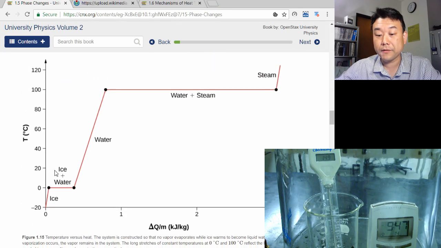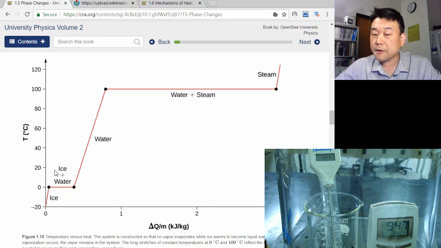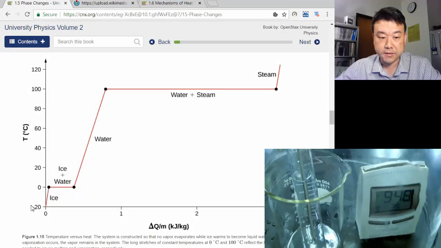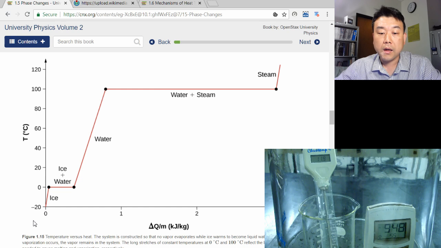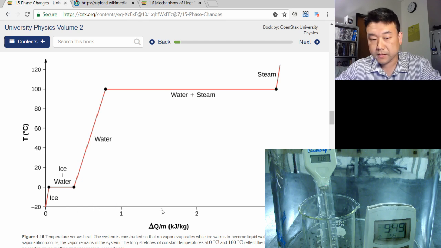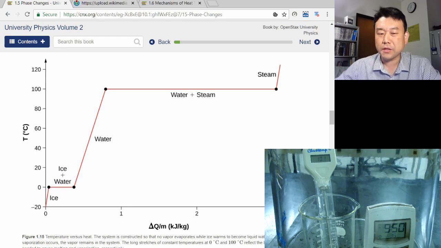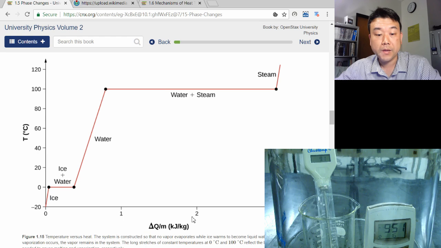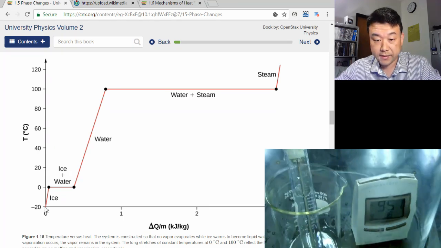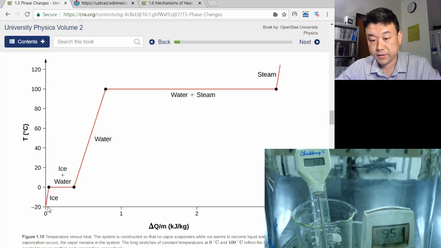Figure 1.15. This is a plot of temperature of a substance which starts out as ice at minus 20 degrees Celsius, and you start to apply heat. On the horizontal axis, we are plotting the amount of heat added per mass. We can imagine we have 1 kilogram of ice to start out with, so this would be 1 kilojoule, 2 kilojoule, and so on. As you initially add heat, the temperature of the ice increases.